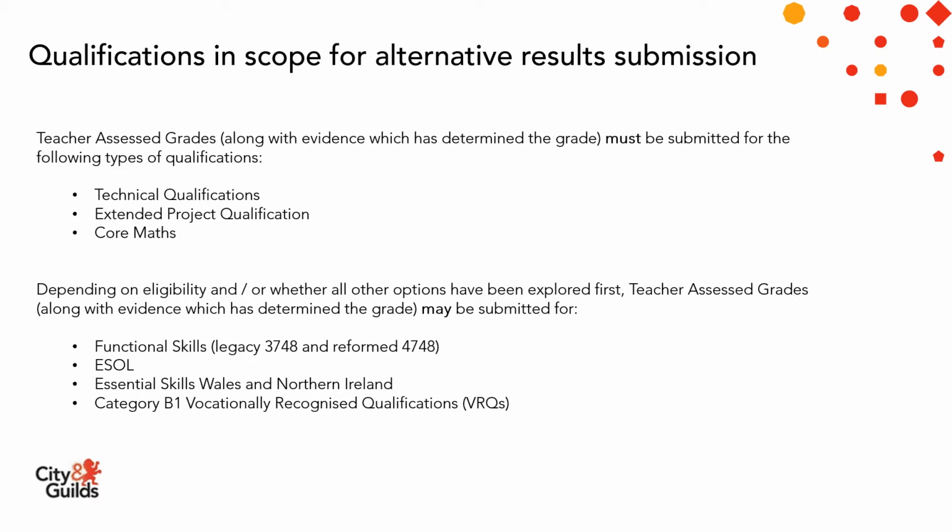Now, just a reminder of the qualifications which are in scope for alternative results submissions. Teacher assessed grades along with the evidence that has determined that grade must be submitted for technical qualifications, the extended project qualification and core maths. But depending on the eligibility or whether all options have been explored first, TAGs, teacher assessed grades, along with the evidence which has determined that grade, may be submitted for functional skills, which is the Legacy 3748 as well as the reformed 4748 qualifications, as well as ESOL, Essential Skills Wales and Northern Ireland, and the Category B1 VRQs.